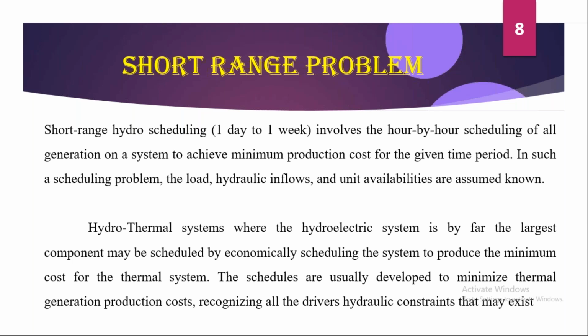So while we consider hour by hour scheduling, it is better to go for a short range problem. In the short range problem, we have to schedule at a particular hour which load has to be maximum and which load has to be minimum. Load in the sense of agriculture, hospitals, institutions, whatever it may be. These are called loads. And one more thing, in such a scheduling, the load, hydraulic inflows, and unit availabilities are assumed known.